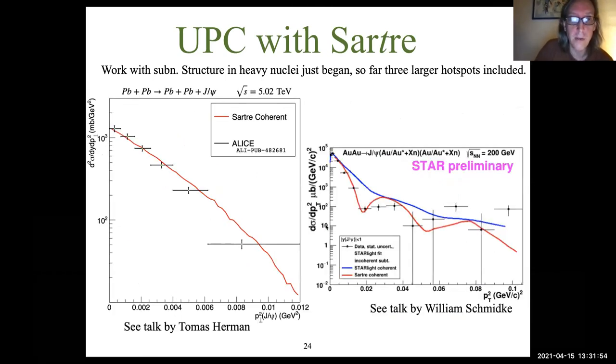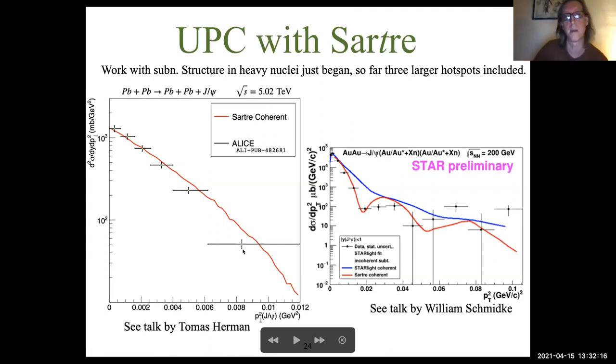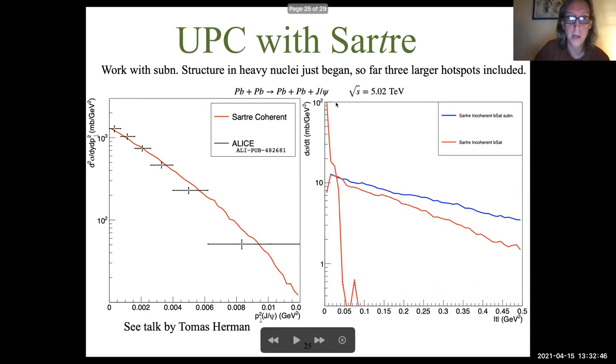Just to show, the coherent cross-section is doing quite well. This is the new ALICE coherent peak measurement compared to Sartre, just out of the box Sartre without subnuclear fluctuations. It's doing quite well, and the subnuclear fluctuations did not change this at all. So now we have come to a place where the data error bars are smaller than the uncertainties in the model we are using. This is very different from the situation when I started with this UPC business. So this is a bit lucky. We get the shape quite right, and we also get the magnitude quite right, but the magnitude is a bit lucky because there are model uncertainties in this. Also, if you saw William Bill's talk earlier today, Sartre is also doing quite well with the coherent STAR peak.